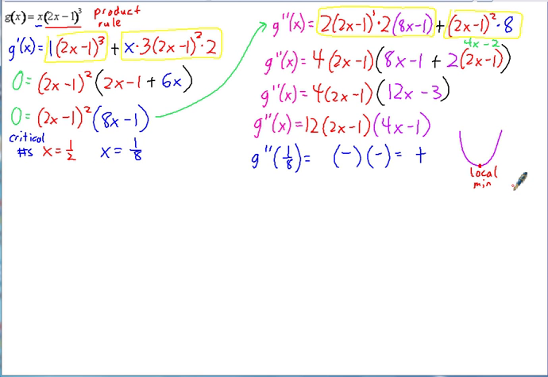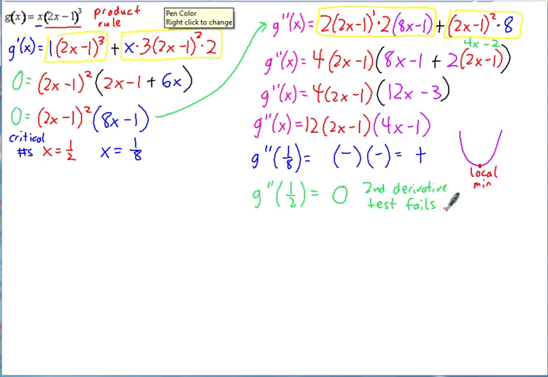And then when we test 1/2, what happens when you plug in 1/2 right here for x? 2 times 1/2 is 1, minus 1 gives you 0, which multiplied by everything else wipes out the entire thing. So here is where, if you get a 0 when you plug a critical number into the second derivative, the test fails. And if it fails, all that means is you have to revert back to the first derivative test. So let's go ahead and do that.